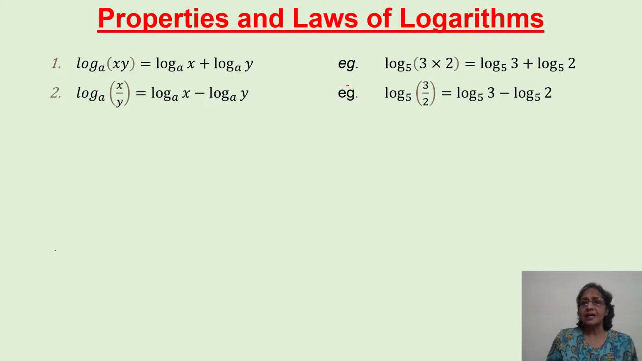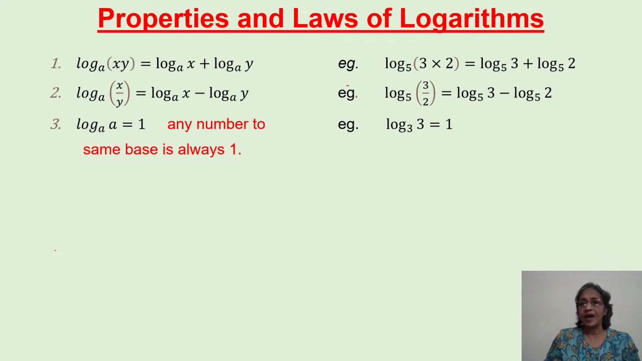Come to the next property. Instead of multiplication, we have a division. The division becomes minus. So I've taken the second example here, log of 3 upon 2 to the base 5. This becomes log of 3 to the base 5 minus log of 2 to the base 5.